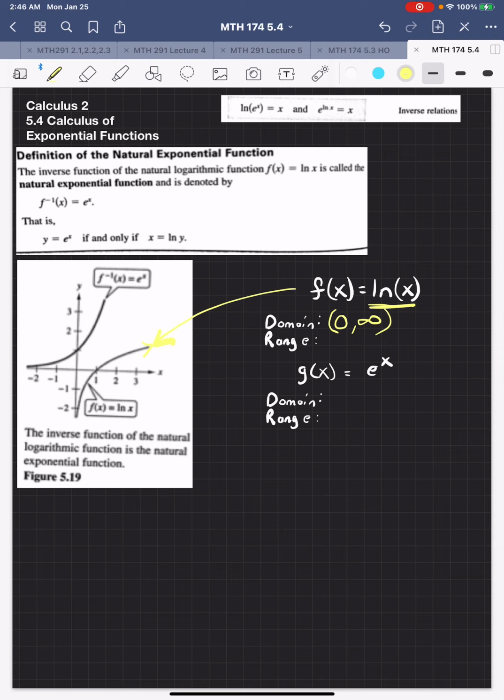All right, now let's look at the range of our logarithm. If we're looking at range, we're looking up and down, the y values. Notice that this graph would continue to go down to negative infinity, and if you were to extend this out, it would continue to go up to positive infinity. So the range is from negative infinity to positive infinity.